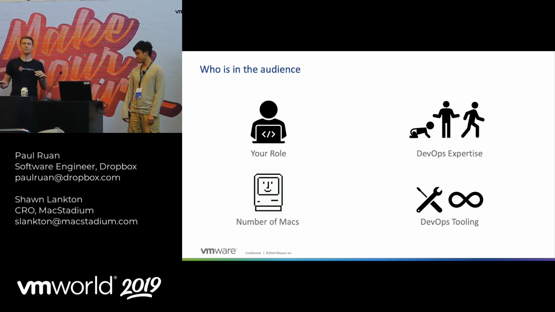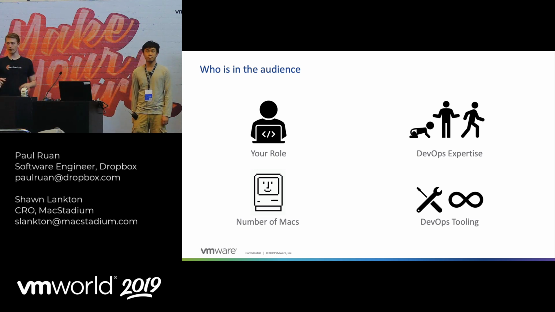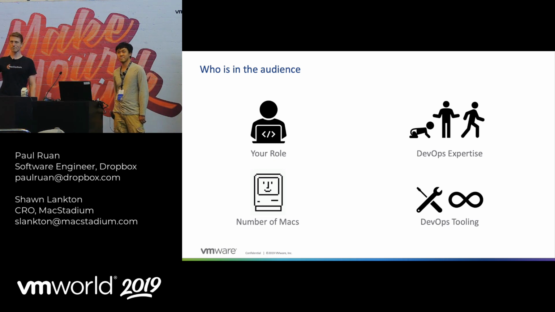So before we get started talking about what Paul and Dropbox have done, wanted to learn a little bit about who's in the room here. Raise your hand if you would consider yourself more of a DevOps person. Okay, a few people. And raise your hand if you're more of an Ops IT person. That's about what we'd expect for a VMware conference, so that's great. Obviously, everybody has a little bit of DevOps interest, which is why you're here.